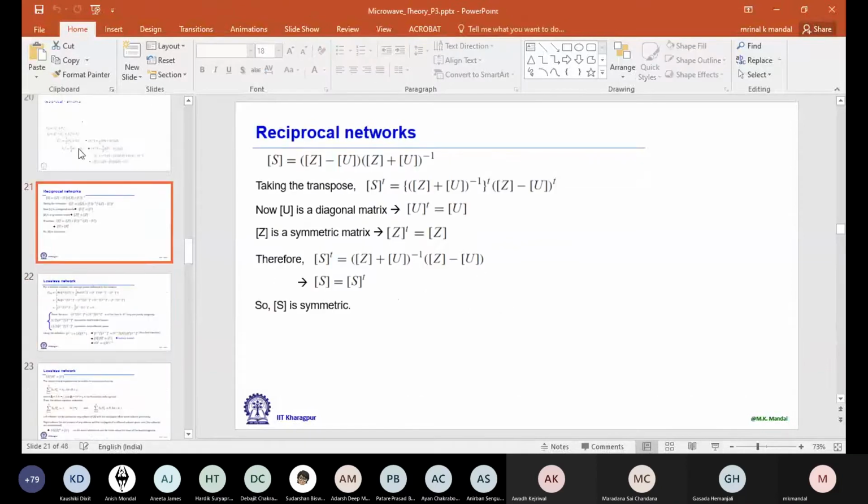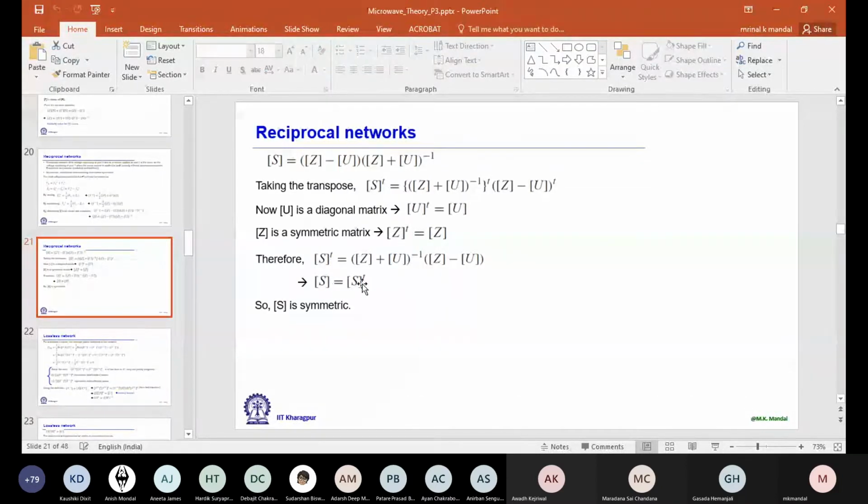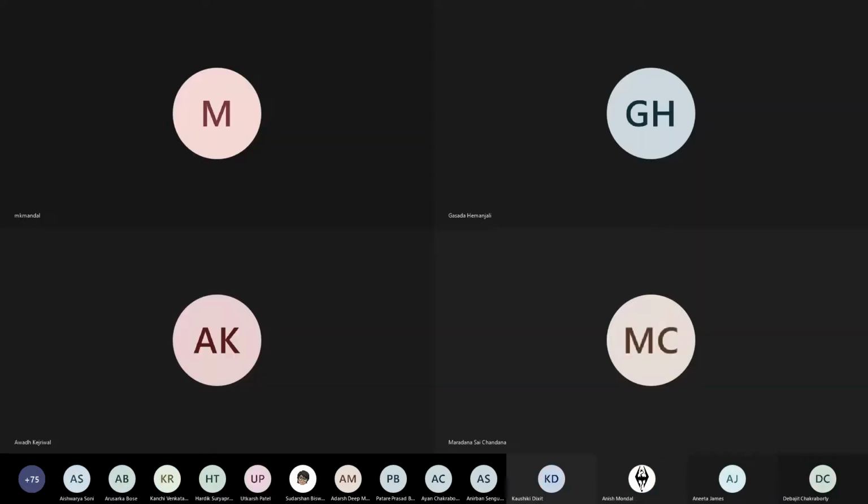Well, and what is the condition of a reciprocal and symmetric network? It should be equal to S transpose. What does that mean? S12 is equal to S21, S13 is equal to S31, S14 is equal to S41. Similarly, S23 is equal to S32, and so on. Right? So with respect to the diagonal elements, the lower triangle and upper triangle look like mirror images. Well, then now we check this network.